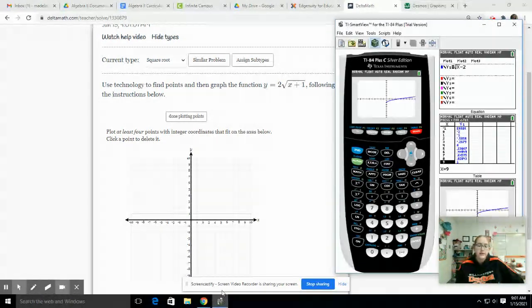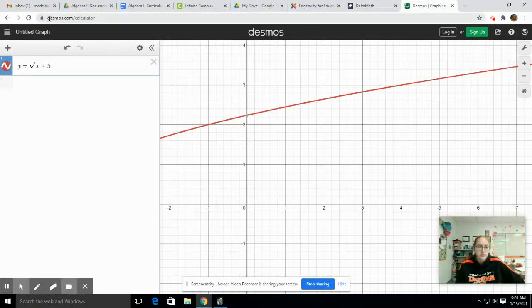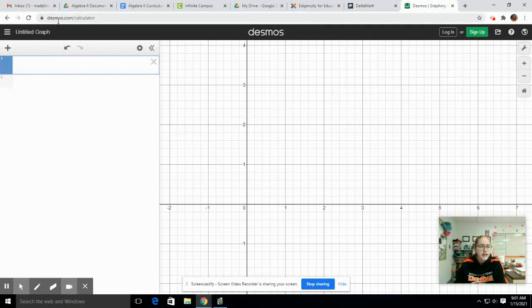But I'm going to show you how to do it if you don't have a calculator at home or you're unable to find this link. You can go to the website. It's called Desmos, DESMOS.com. It's free to use. You'll log in, you'll hit use the calculator, and it'll show up like this.